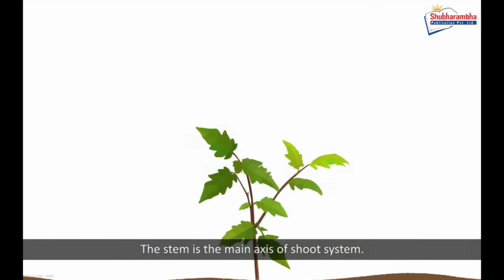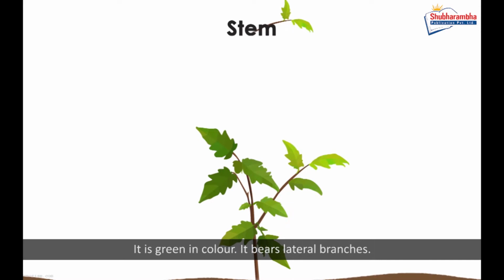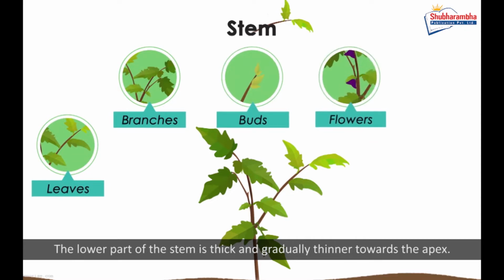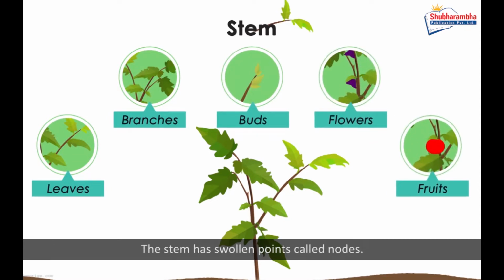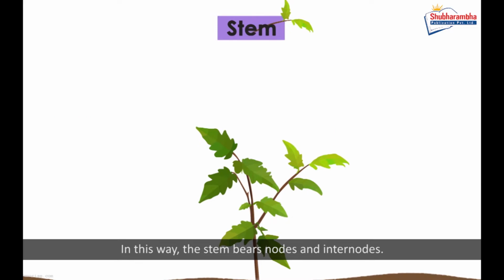The stem. The stem is the main axis of shoot system. It is the aerial part that develops from the plumule of the embryo of a seed. It is green in color. It bears lateral branches. The lower part of the stem is thick and gradually thinner towards the apex. The stem has swollen points called nodes. The branches and leaves arise from the nodes. The part of the stem between two nodes is called internode. In this way, the stem bears nodes and internodes.